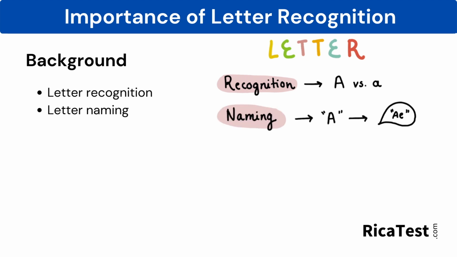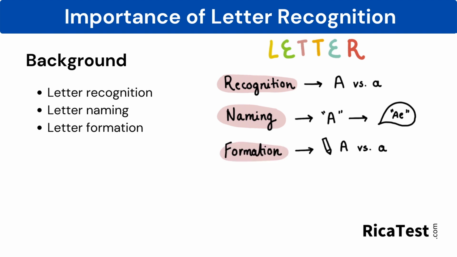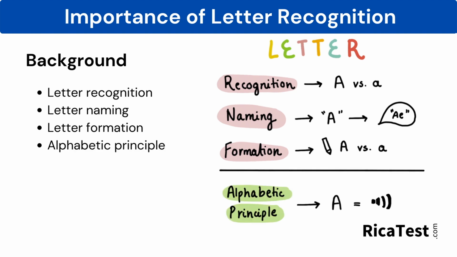Second is letter naming, and this is the ability for a student to say the name of a letter when the teacher points. Remember that letter naming is when the teacher points and the student says the letter's name. Letter formation, which is also called letter production, is the ability for a student to write the uppercase and the lowercase letters legibly. And then fourth, we have alphabetic principle, which is the understanding that in English, letters represent sounds.